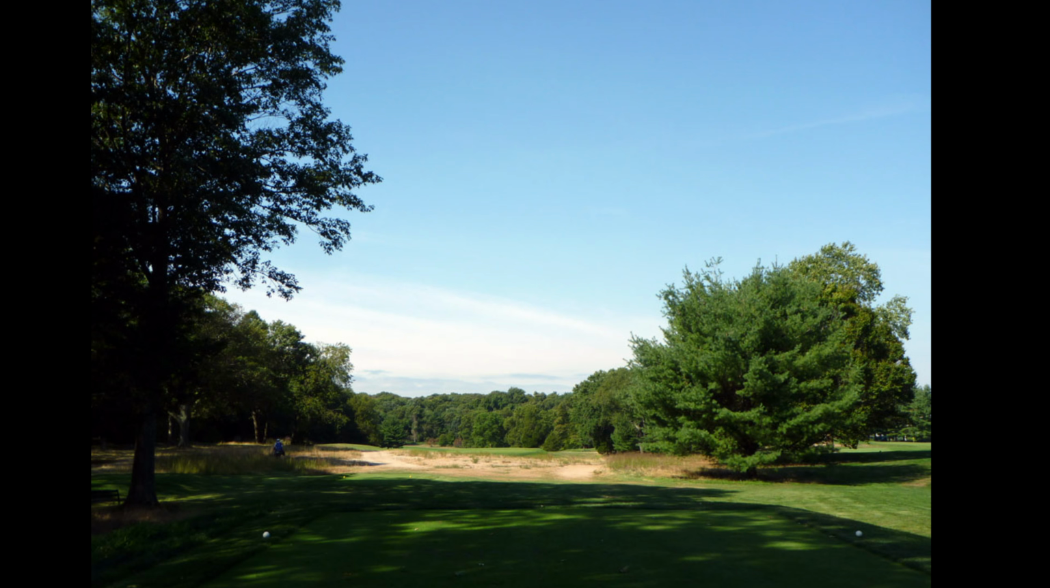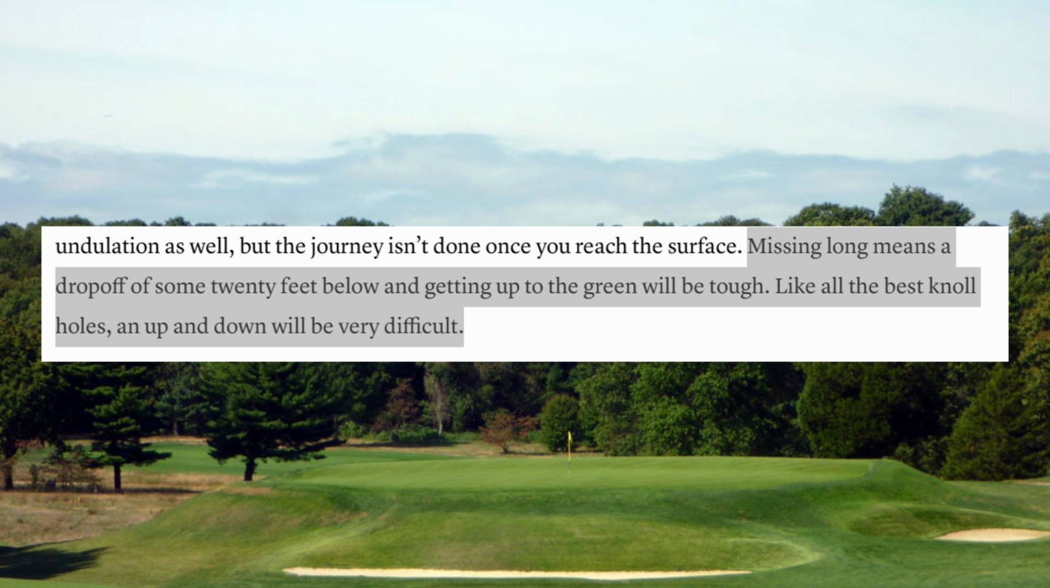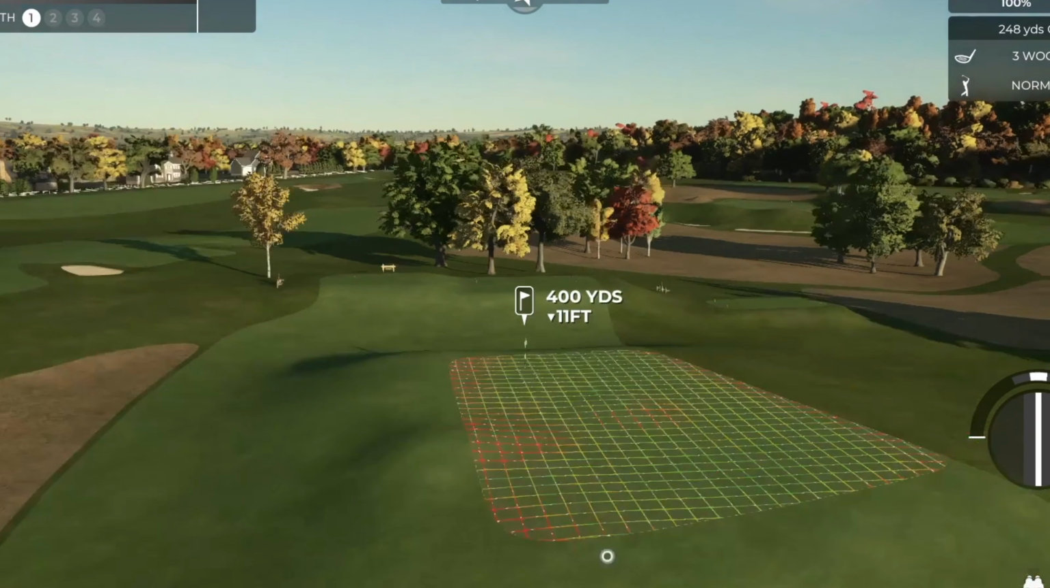C.B. Macdonald built this template hole. It's pretty much the foundation that came over to the United States. Missing long here means a drop off of 20 feet below. Getting up to the green will be tough. Like most knoll holes, the up and down is very difficult.